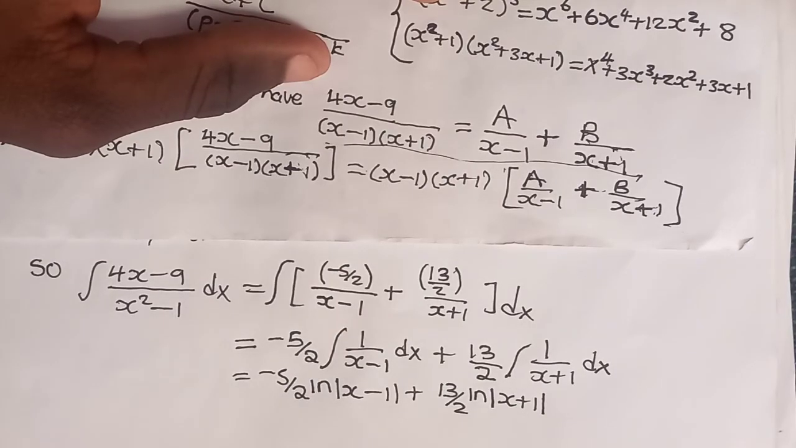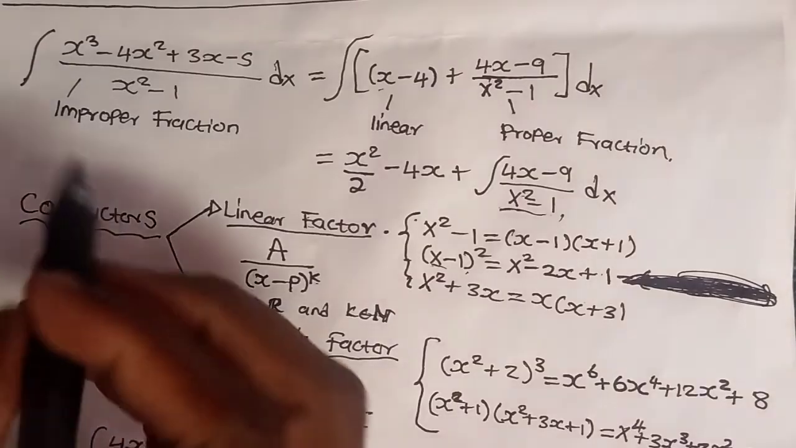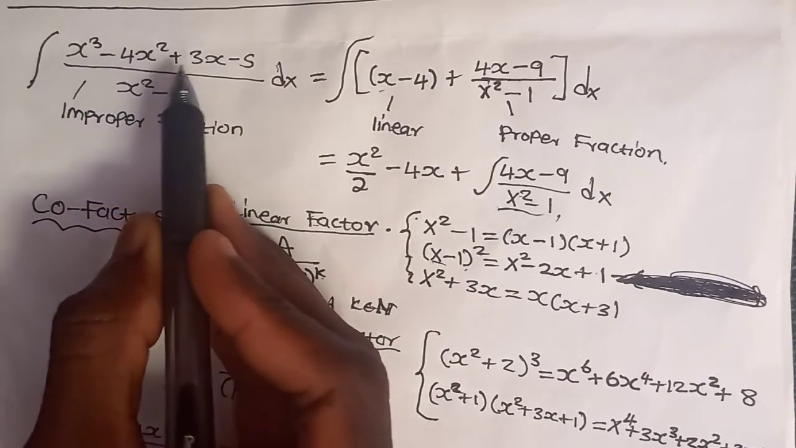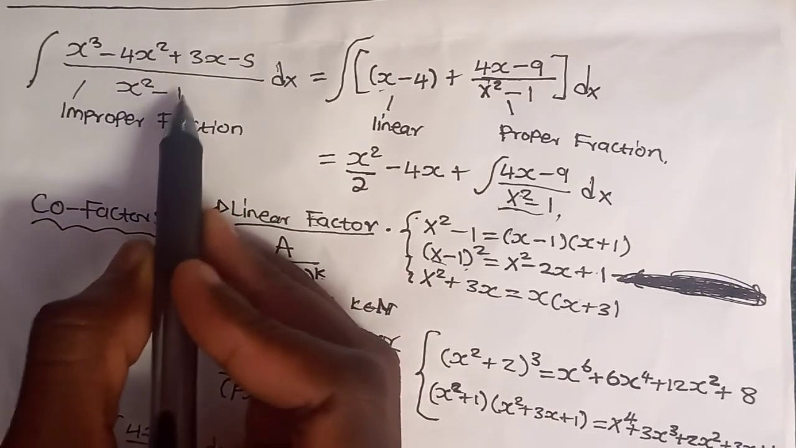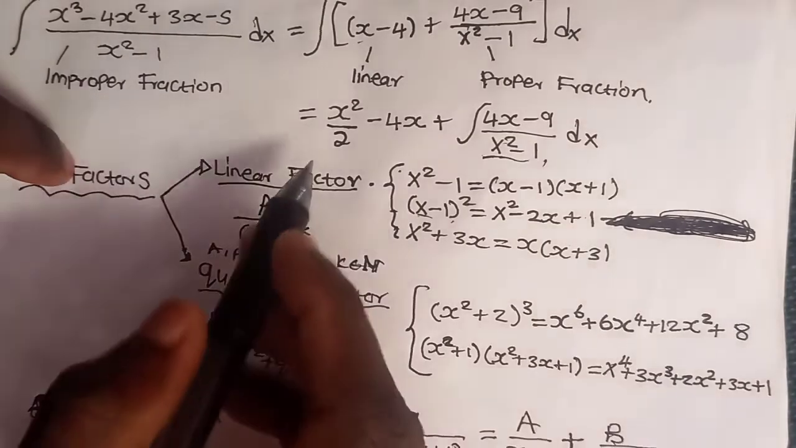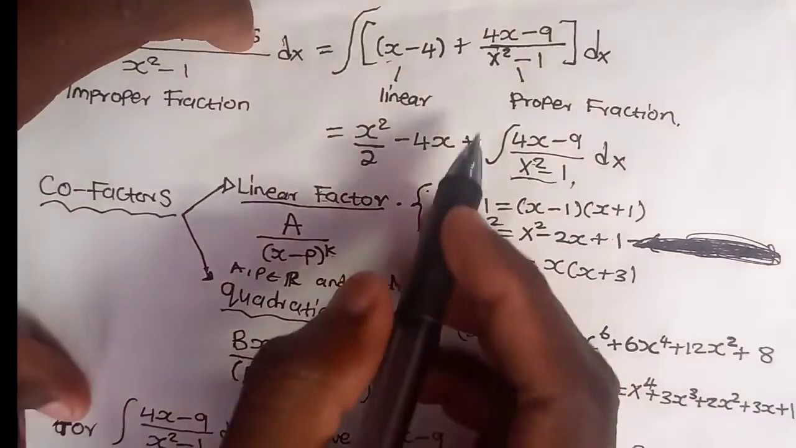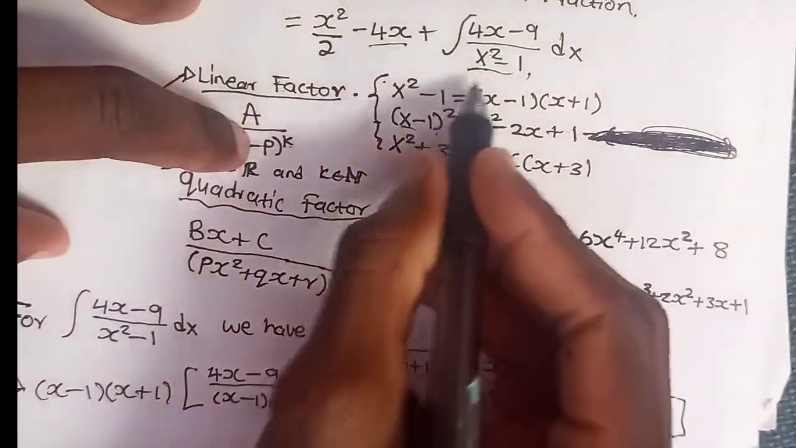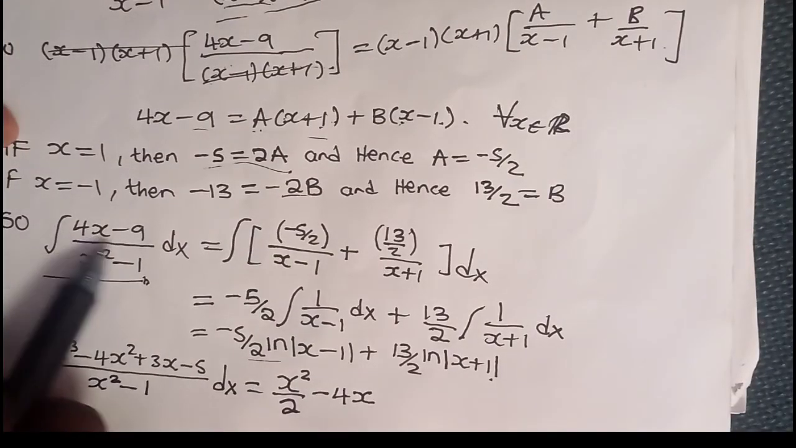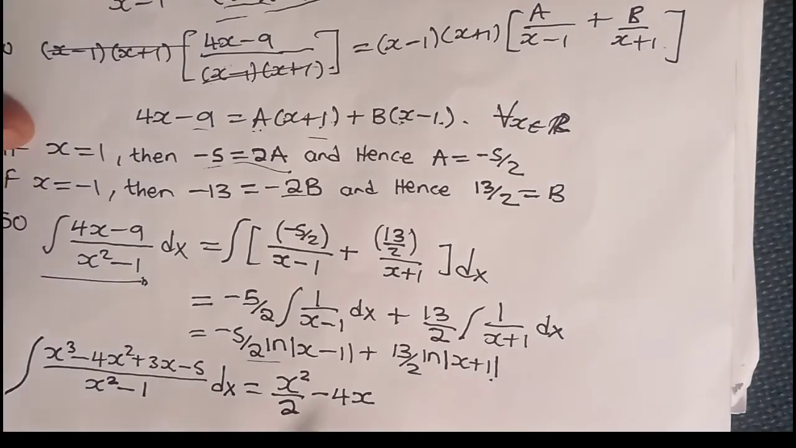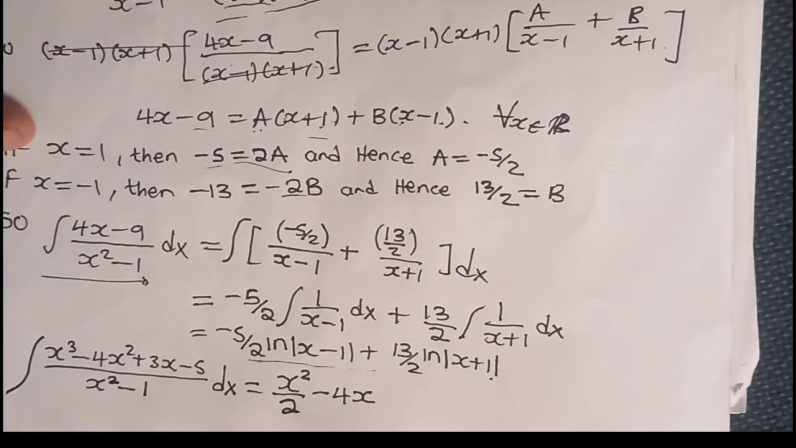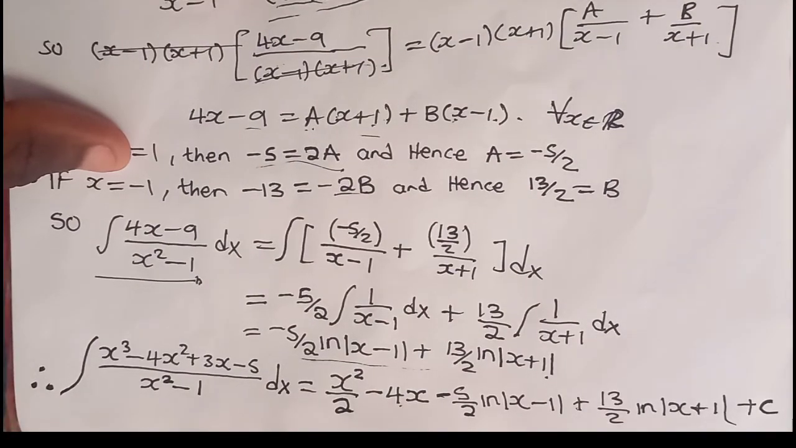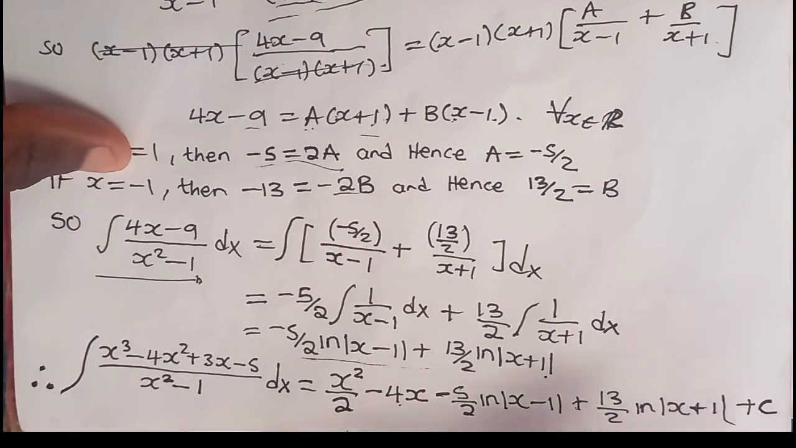Therefore, the integration of the original function in this exercise, the integral of x cubed minus 4x squared plus 3x minus 5 all divided by x squared minus 1, is x squared over 2 minus 4x plus the integral of 4x minus 9 divided by x squared minus 1, which we evaluated to be this. So we have this as our result. We're adding C at the end because here we're dealing with an indefinite integral.